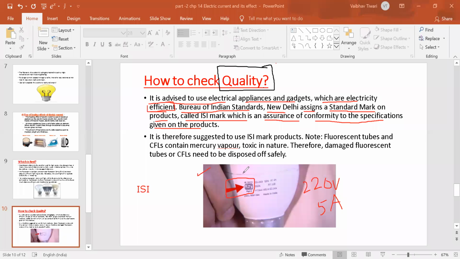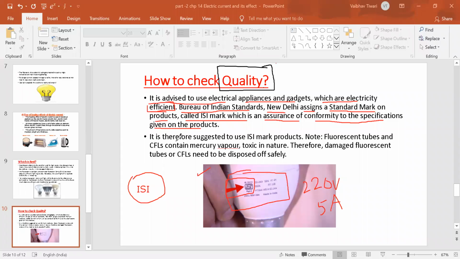Even on a bulb, a lot of things are written. Even on food packets it is written. Even on your mobile charger, in small letters a lot of things are written. Whether those things written on the product are correct or true, that assurance we get by an ISI mark. If a product has an ISI mark, that product is a good product. Understood?